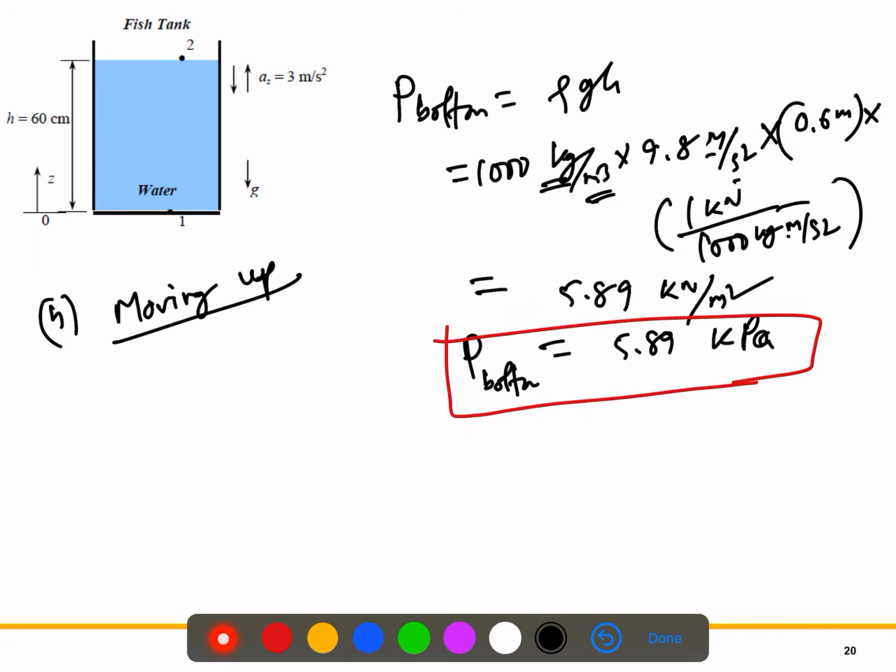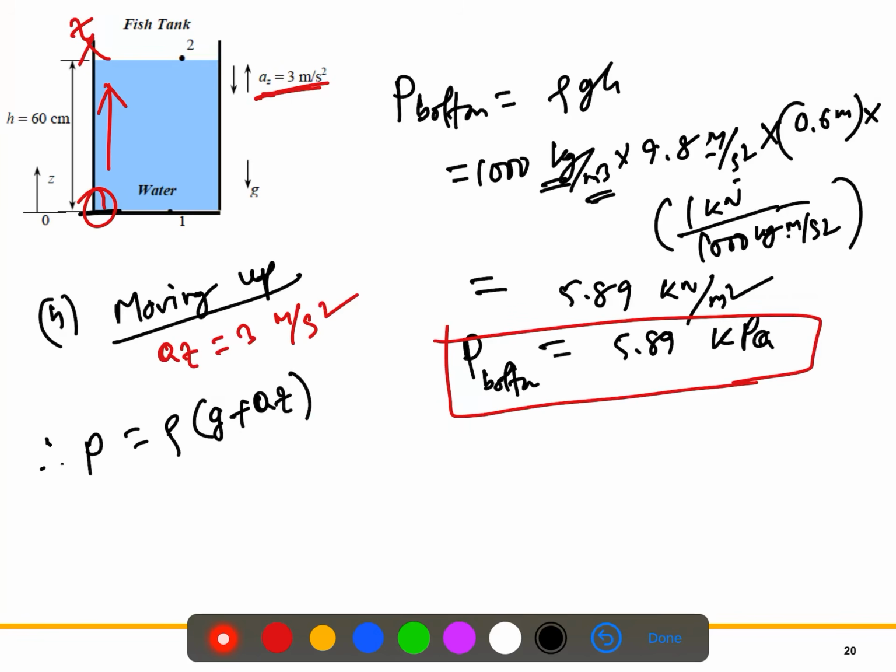When the tank is moving up, this is the 0 point, the origin. When it is moving up, the acceleration is along the z-axis. So the AZ is equal to positive 3, plus 3. Then the pressure at the bottom, P, is equal to rho times G plus AZ, into H. So the density is again 1000, gravity 9.8, AZ is 3, and this is 0.6.